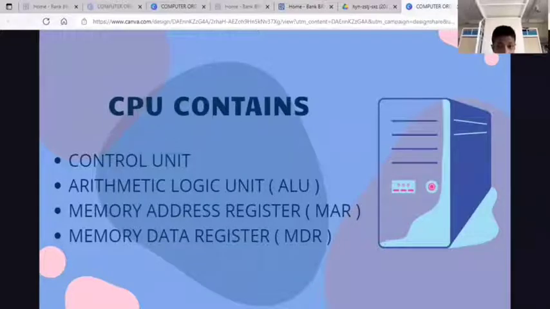The CPU contains four main parts. The first part is the control unit, the second part is the arithmetic logic unit, the third part is the memory address register, and the last one is the memory data register.